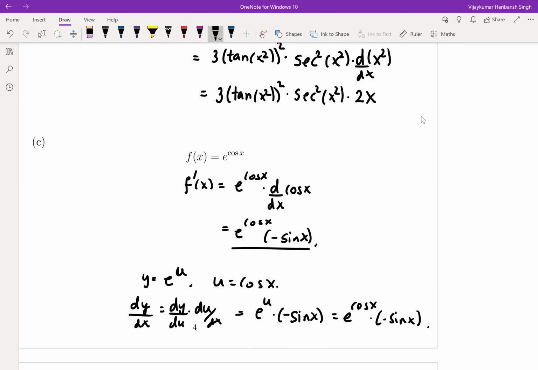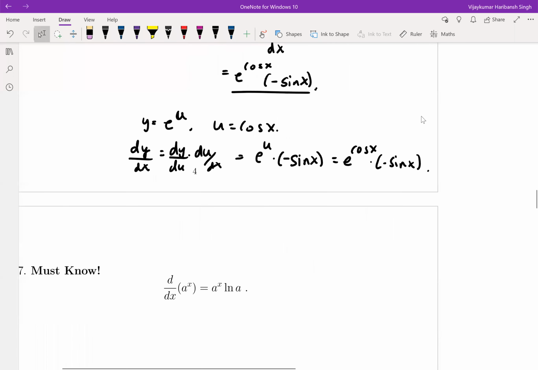So either way is fine. We could have taken all of them as u, but now I'm doing it on the fly. So it's up to you. Let's move to the next part now.